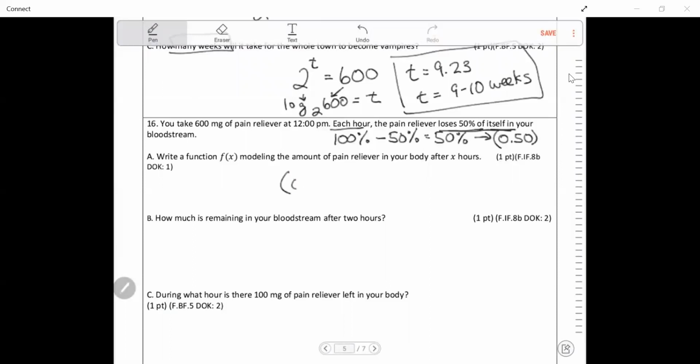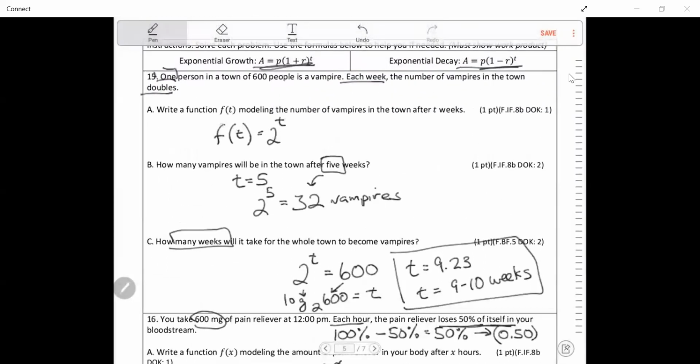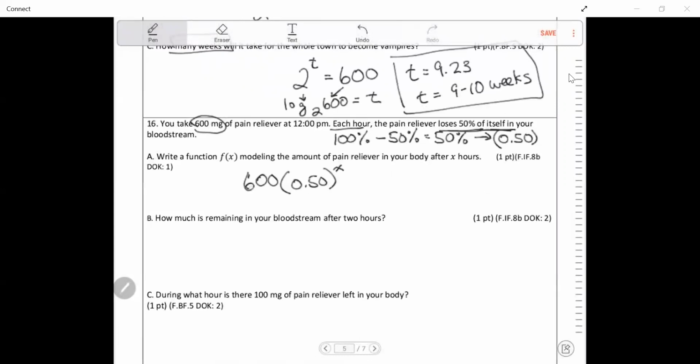So we're going to have 0.50 to the x. Now, what's our starting value? We can't forget our starting value. In this case, it's 600. Up here we didn't write a starting value, but actually it's because it was a 1. So our function really looked like 1 times 2 to the t, but we didn't need to write the 1, so we simplified it to 2 to the t. This one we can't simplify. This one is f of x, and that's our function.